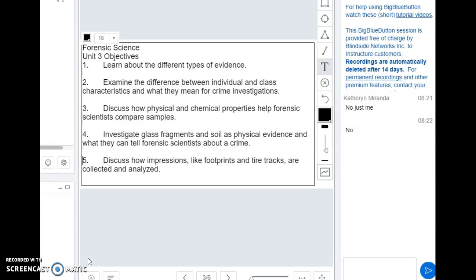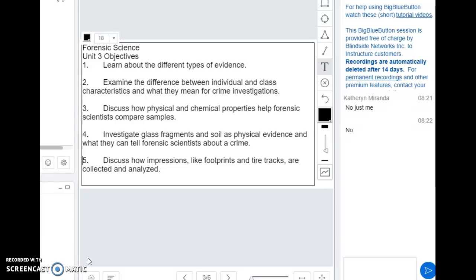Examine the difference between individual and class characteristics and what they mean for crime investigations. Discuss how physical and chemical properties help forensic scientists compare samples. Investigate glass fragments and soil as physical evidence and what they can tell forensic scientists about a crime. And then discuss how impressions like footprints and tire tracks are collected and analyzed.